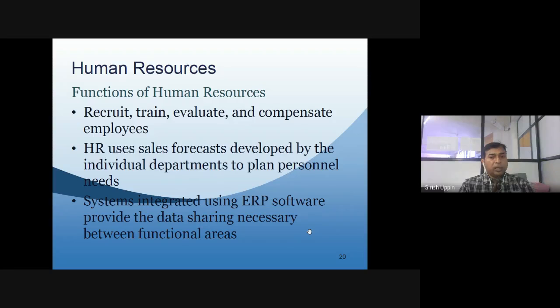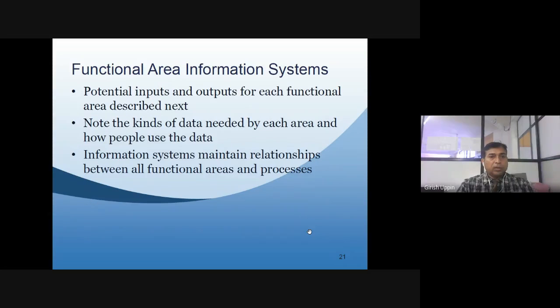Systems integrated using ERP software provide the data sharing necessary between the functional areas. Functional area information system: in this, potential inputs and outputs for each functional area are described next. So we'll see in the next slides that there are inputs and outputs for each of the functional areas. Note the kinds of data needed by each area and how people use that data. Information systems maintain relationships between all functional areas and processes.